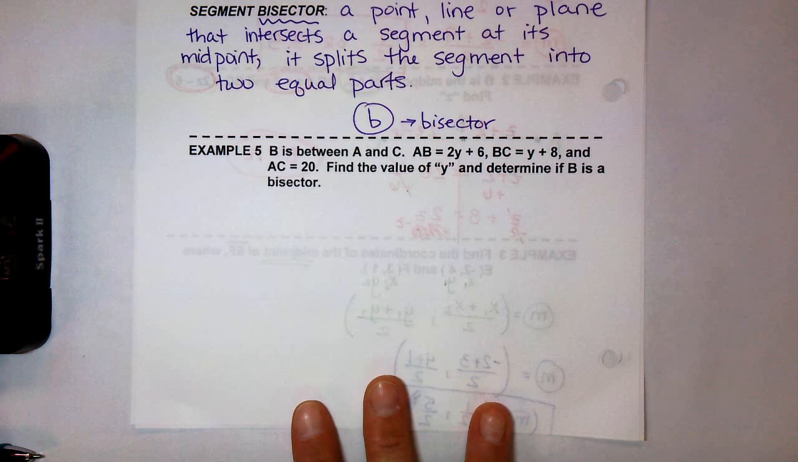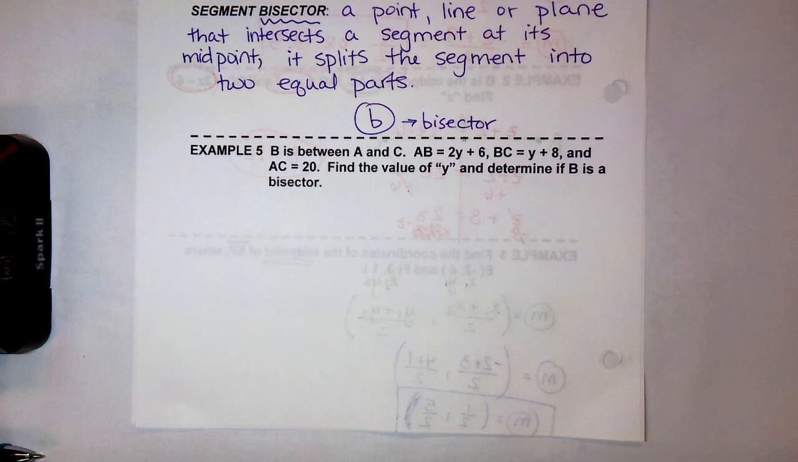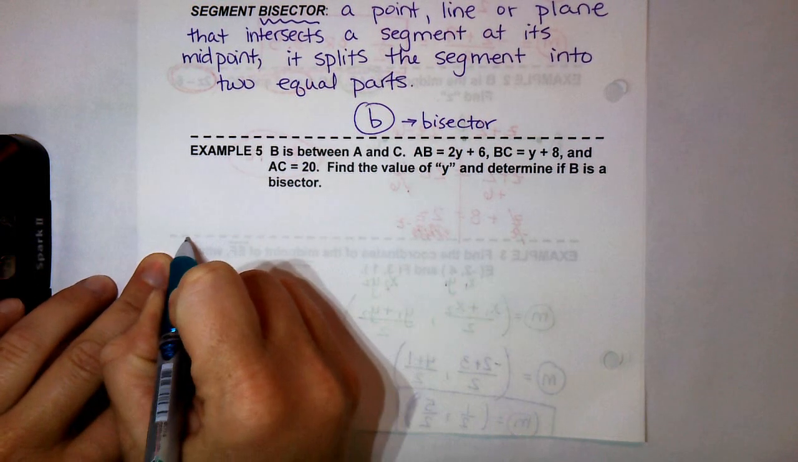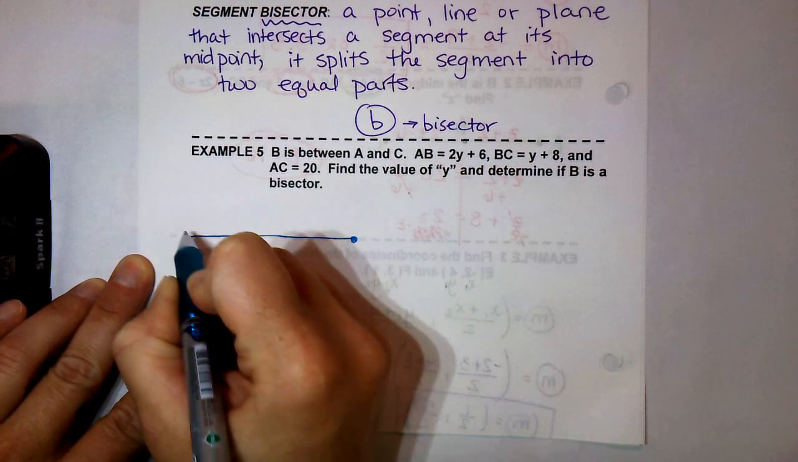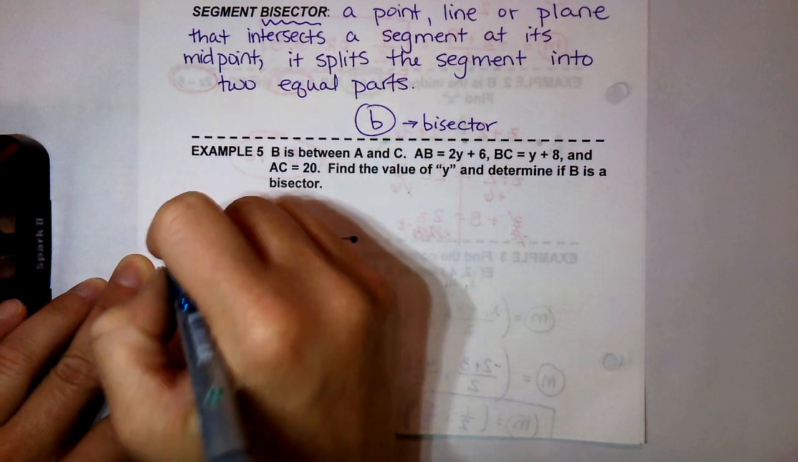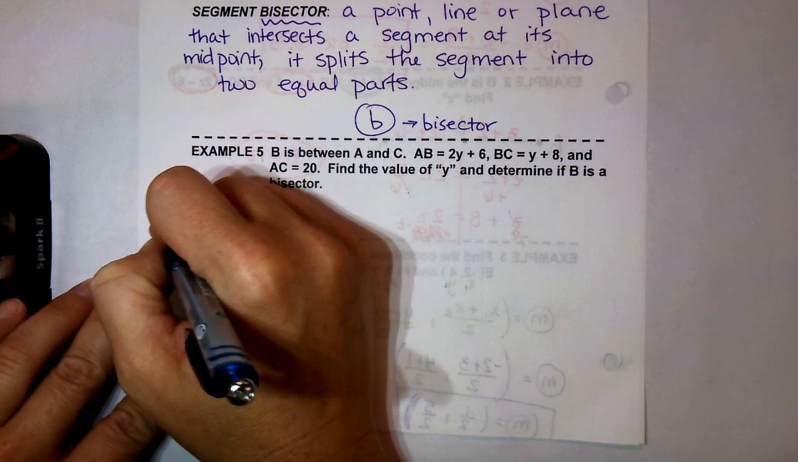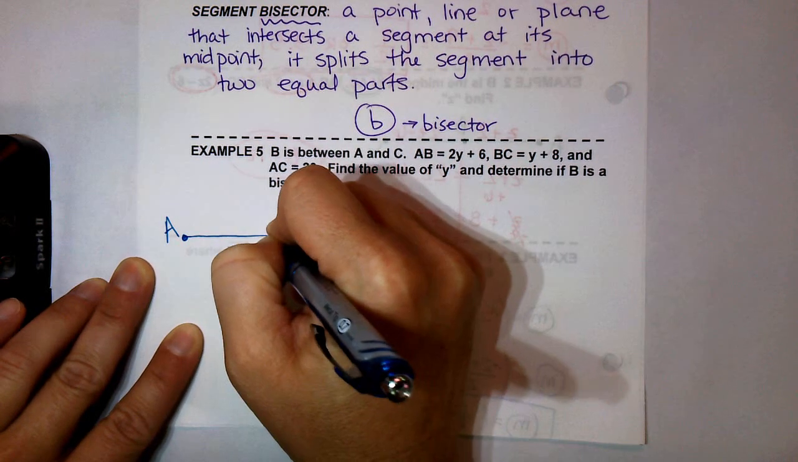Okay, so here we go. B is between A and C, so let's draw a picture. I'm going to draw my picture over here because I know I'm going to have to do my math on the other side. So A and C are my outsides, and B is between them.